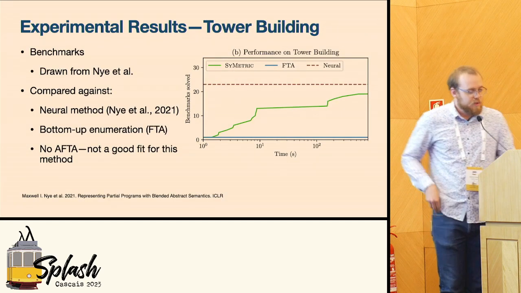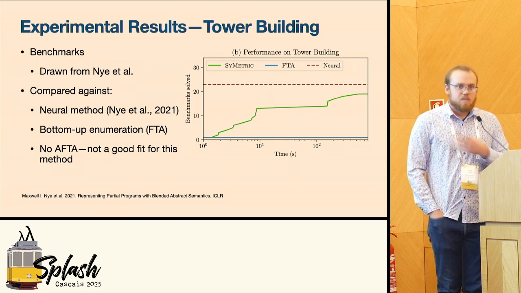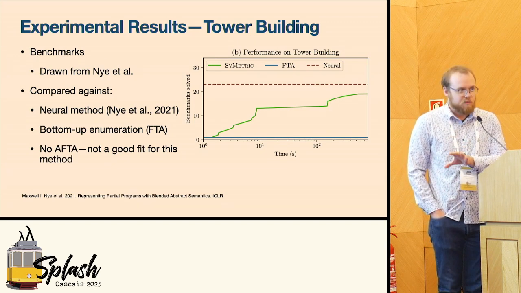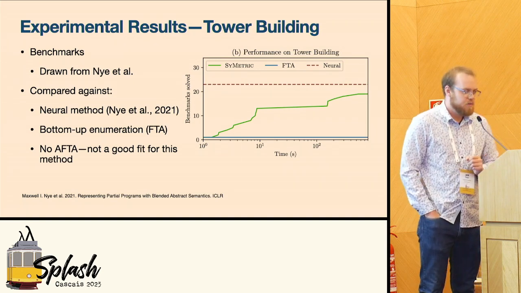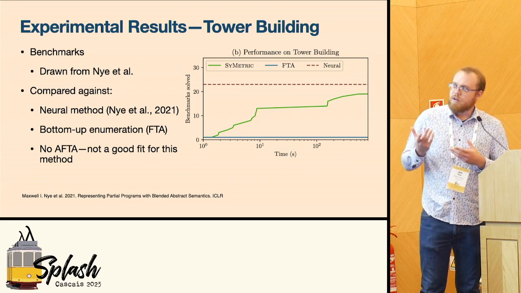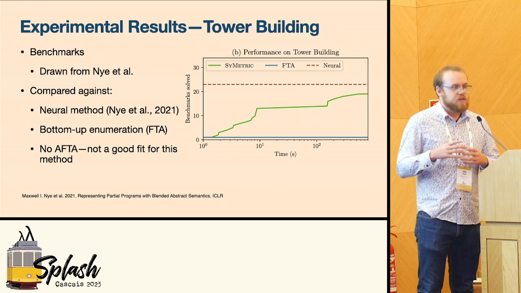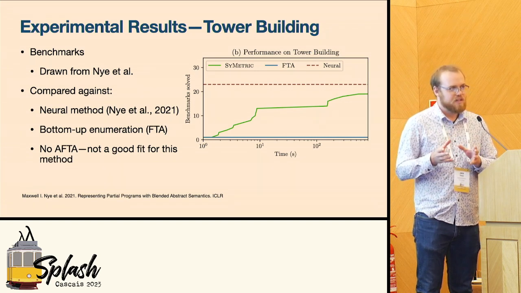And then finally, we looked at a tower building domain. This was drawn from some work in the more AI side. It came from the Dreamcoder paper. And here we compare against a neural method from Nye et al. We also compare against bottom-up enumeration. We actually don't compare against abstraction-guided synthesis here, and there's details in the paper. This actually turns out to be a fairly difficult domain to instantiate that technique in.